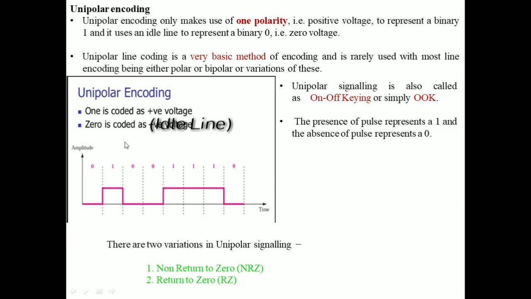This unipolar signaling is also called on-off keying or simply OOK, because for 0 it looks like it is off, and for 1 it looks like it is on. The presence of a pulse represents a 1, and the absence of a pulse represents a 0. This is the basic information about unipolar encoding. There are two variations in unipolar signaling. The first one is non-return to 0, also called NRZ, and the second one is return to 0, also called RZ. Now let us see them.